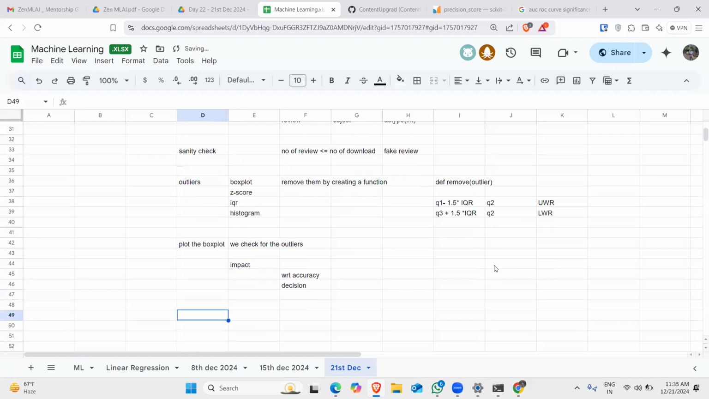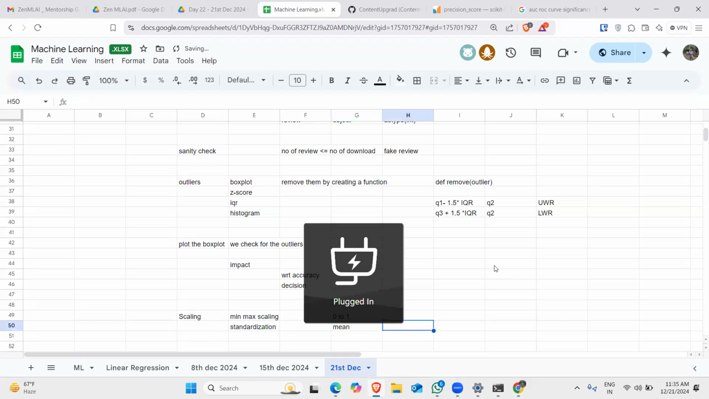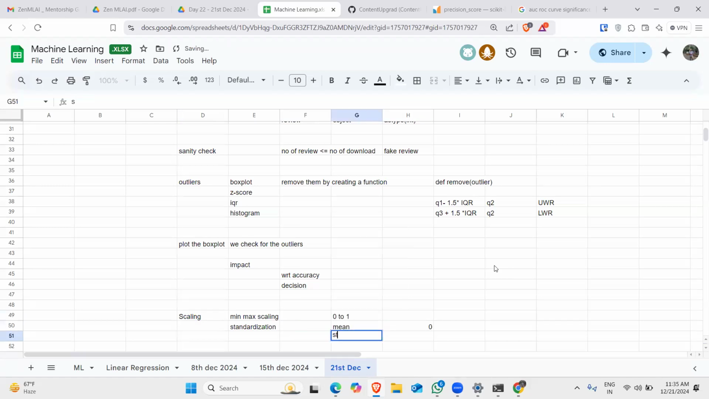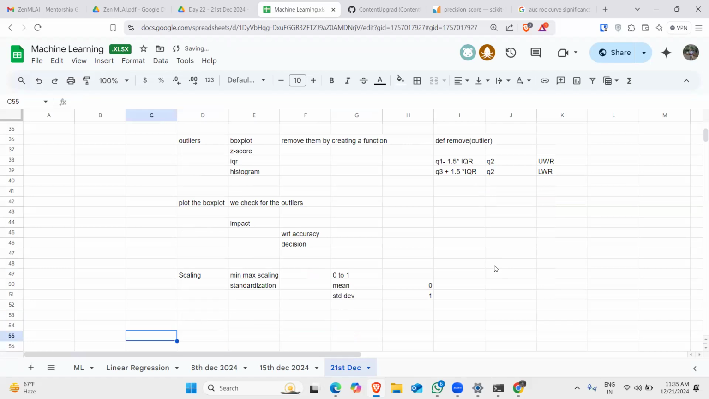Then we go with the scaling part. We have min max scaling and standardization, right? Min max scaling converts your data to the range 0 to 1, and standardization sets the mean equal to 0 and the standard deviation (STDDEV) to 1, right? After performing scaling, you check the performance and you'll find a significant increase in accuracy between before scaling and after scaling.